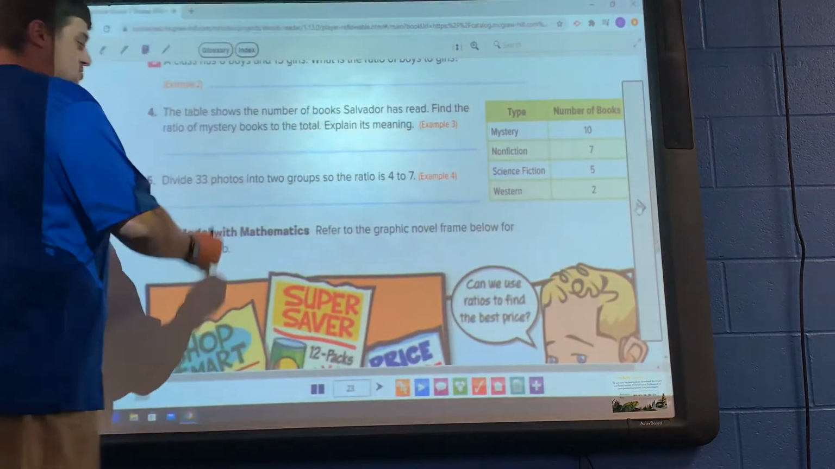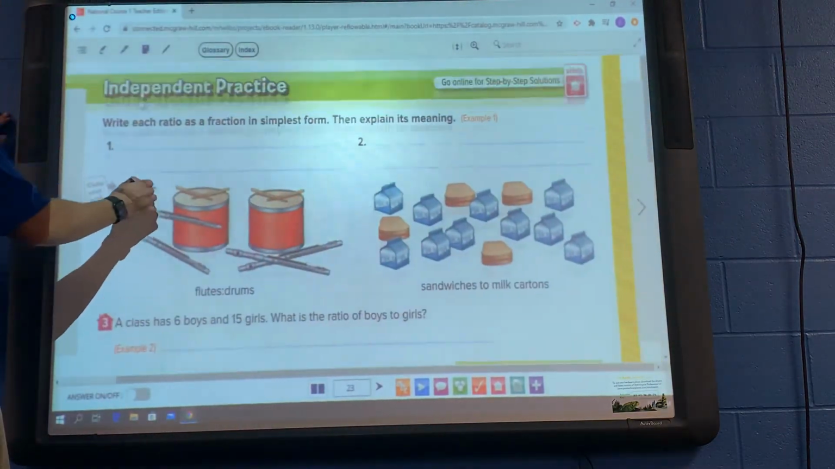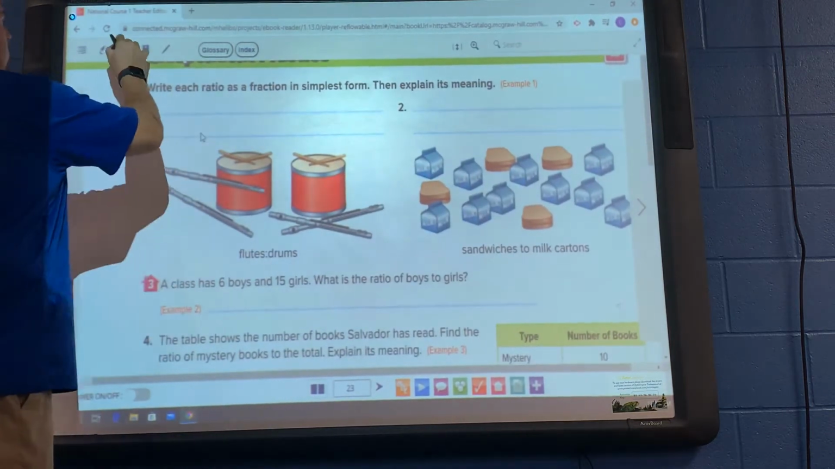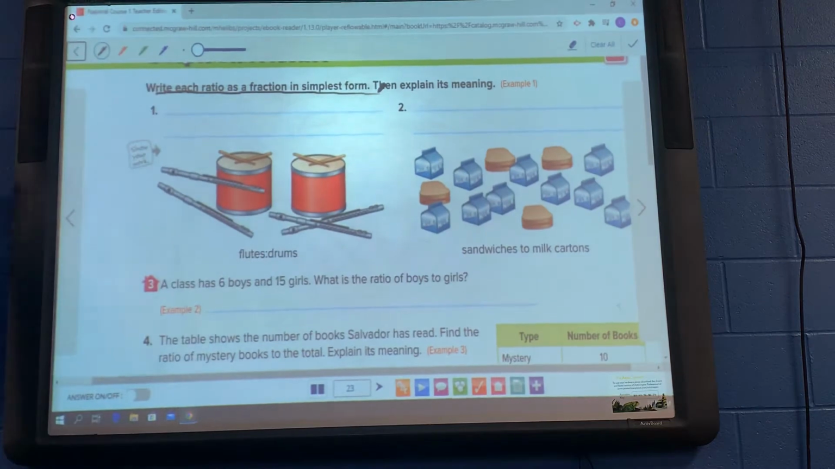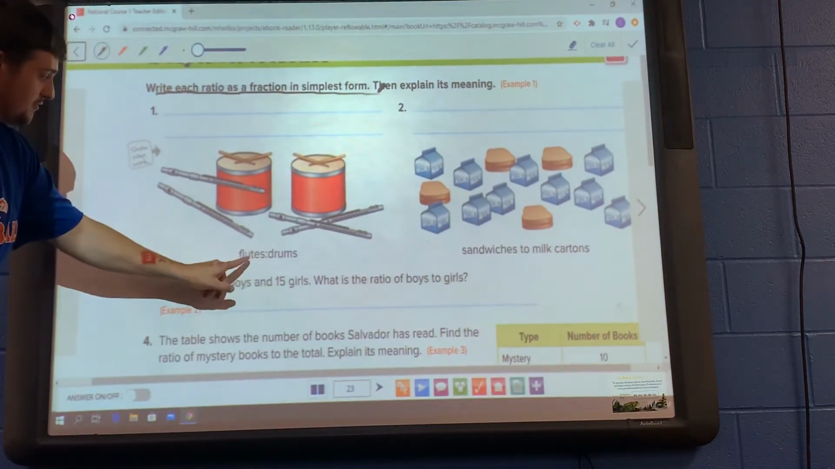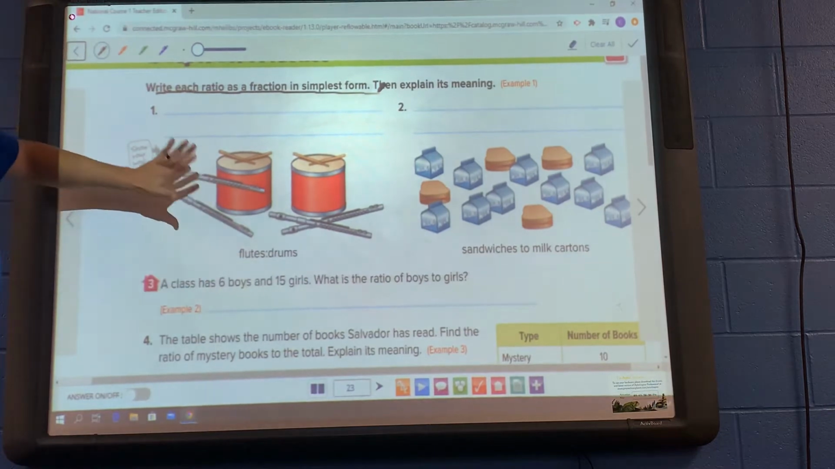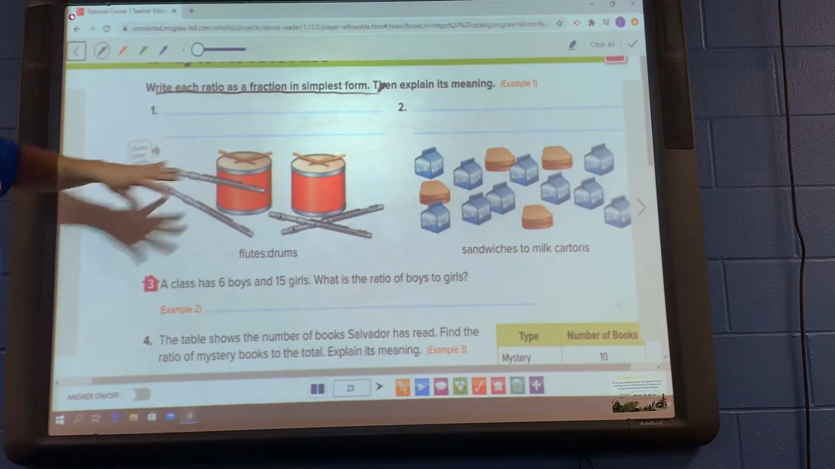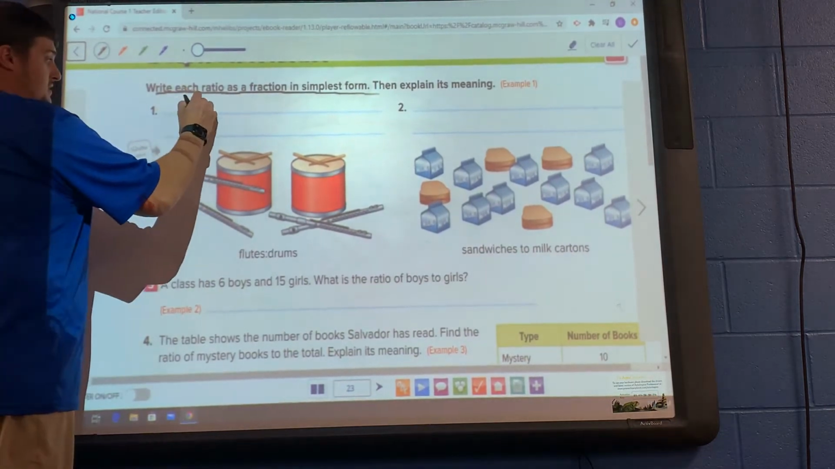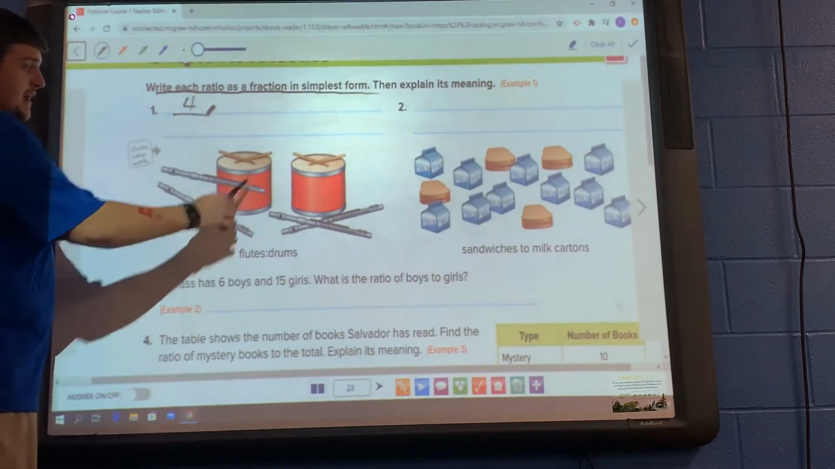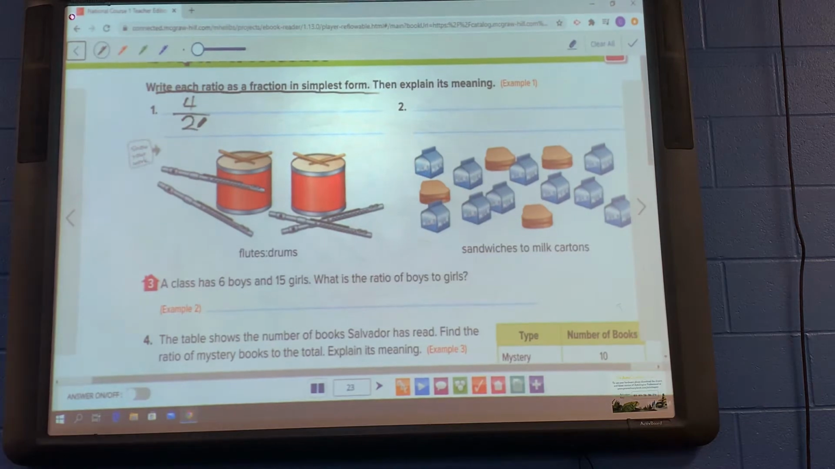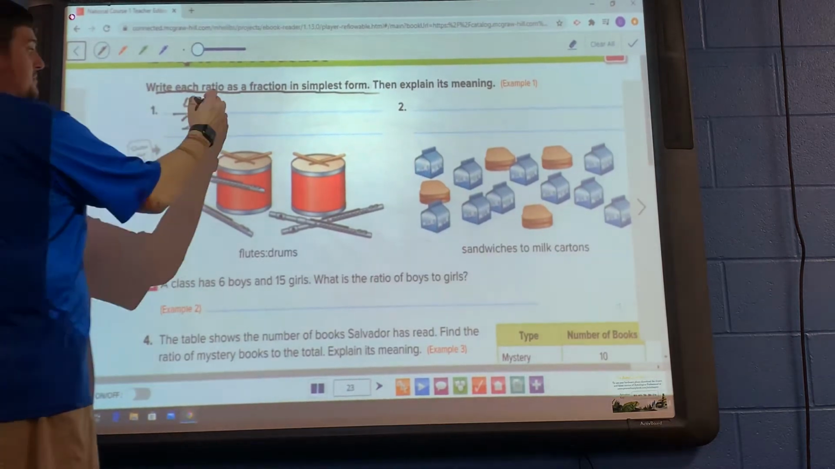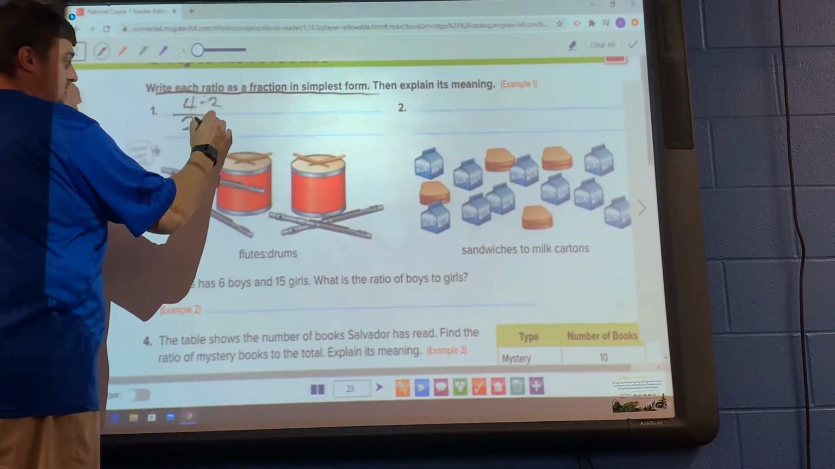Okay, so on page 23, we're going to do number 1. So they want you to write each ratio as a fraction in simplest form. Then we're going to explain it. Okay, so if you look, flutes to drums. So we got to list the flutes first. Okay, so 4, and then how many drums? 2. Okay, so if we reduce this, this is going to be divisible by 2.